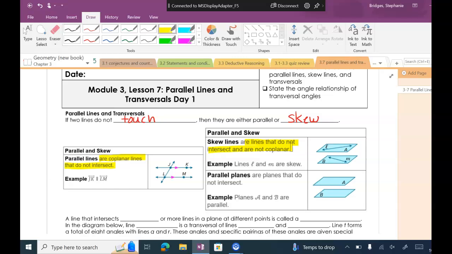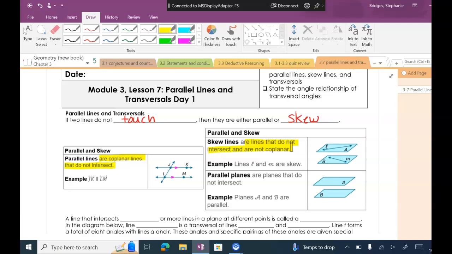And then we also have parallel planes. Those would be planes that do not touch. For example, the floor and the ceiling. Those are parallel planes. Opposite walls are parallel planes. They even have pictures there. Plane A and plane B, you see that they are parallel because they do not touch.